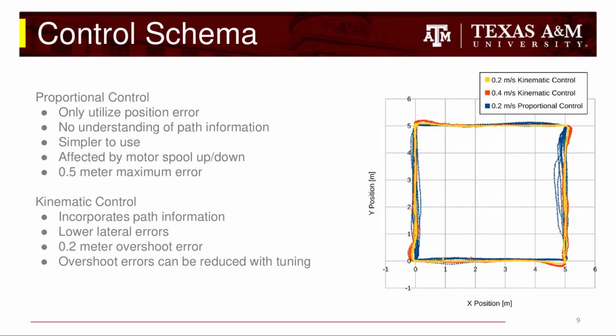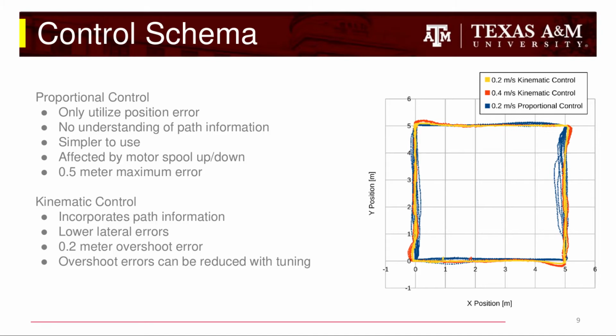up and spool down. This produced a half-meter maximum error in our box test shown to the right, which mostly was caused by the spool up pushing the system to one side and not being able to correct its heading and position until much closer to its final destination.